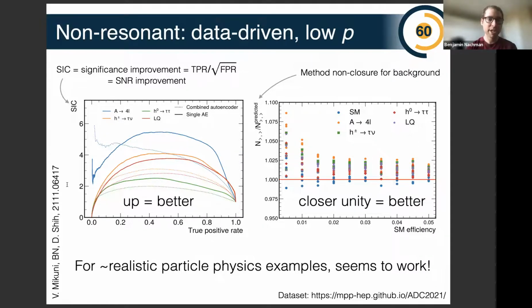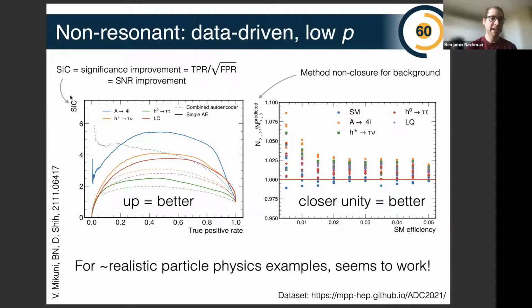The left-hand plot shows that these methods can achieve signal sensitivity. The x-axis is basically, we train some classifiers, and then we train these unsupervised methods, and we're going to make threshold cuts on the autoencoder reconstruction loss. So scanning from left to right, we can look at the true positive rate. Those correspond to different thresholds on the autoencoder reconstruction loss. The y-axis tells us how good this is.